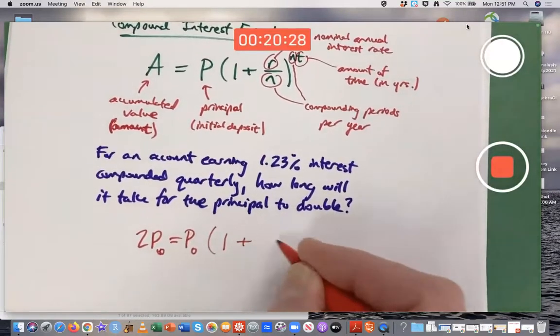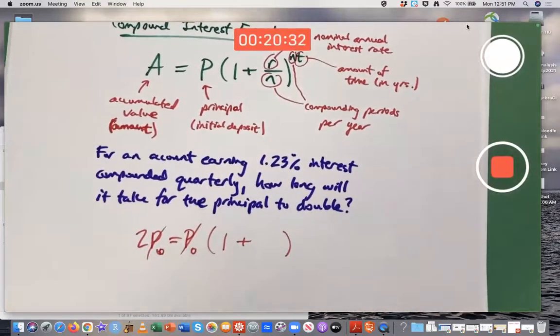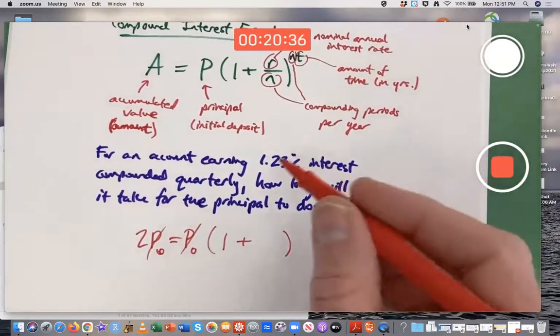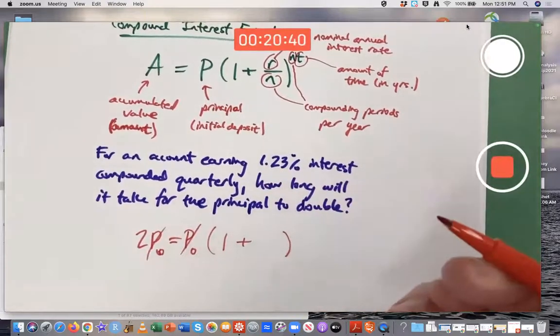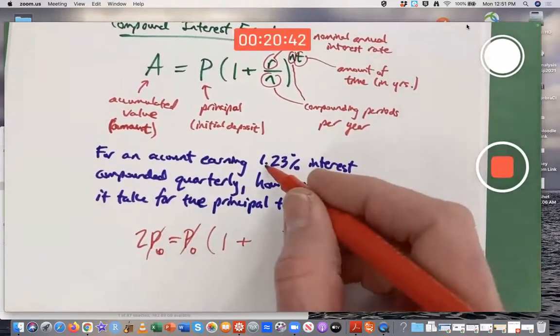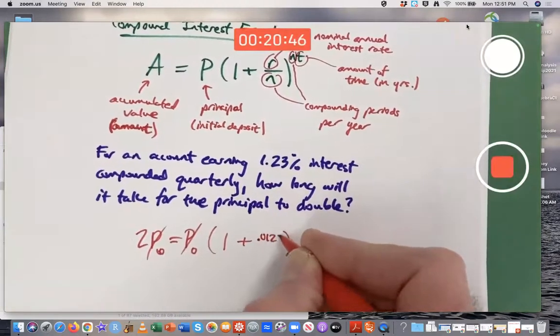Plug the other numbers in. You're going to be able to cancel the P zeros. You're going to be able to divide both sides by it. So it goes away. It doesn't matter. The interest rate of 1.23% needs to get converted to a decimal without a percent sign. That means move the decimal to the left by 2 spots. So it would be 0.0123.